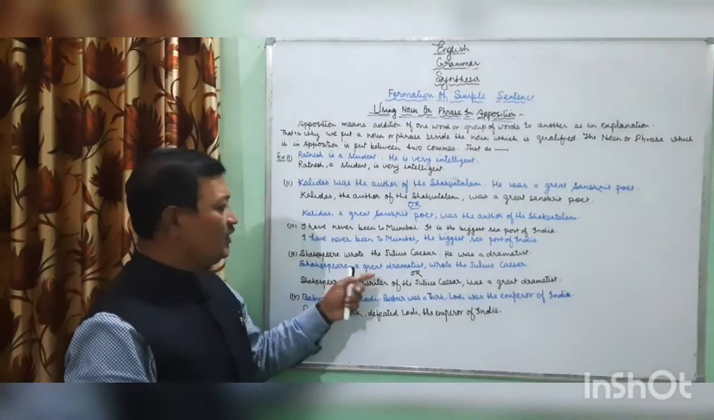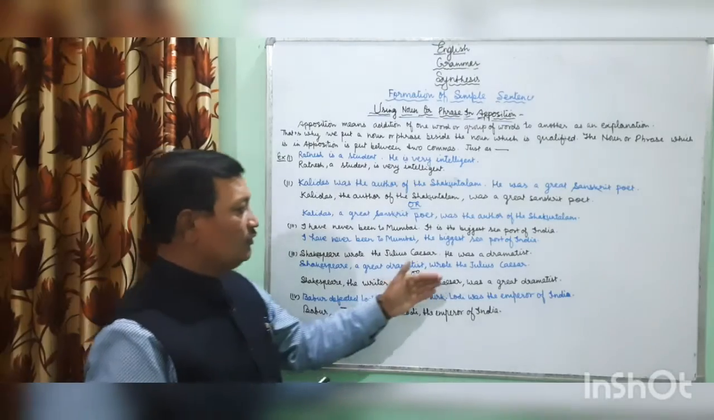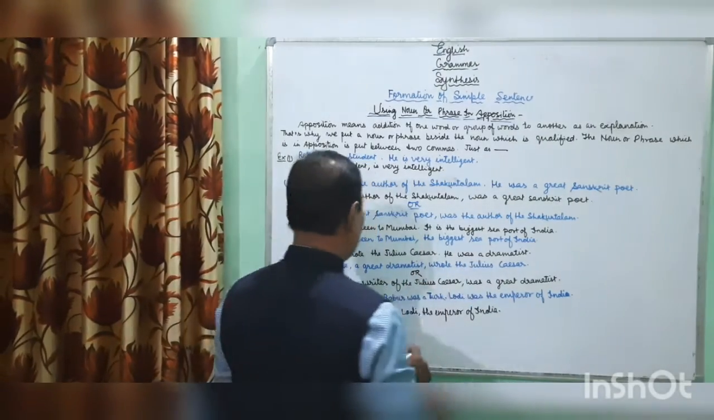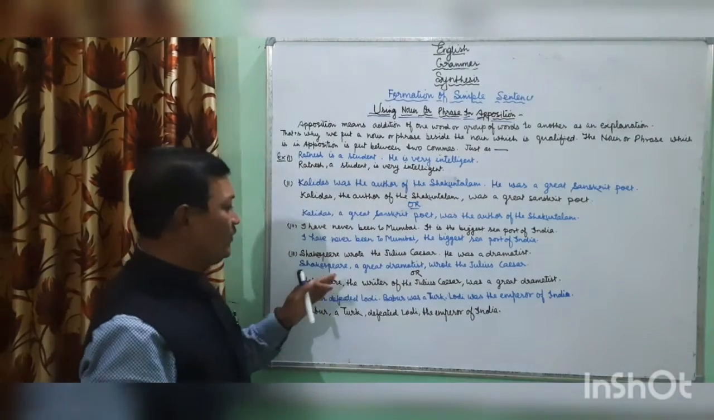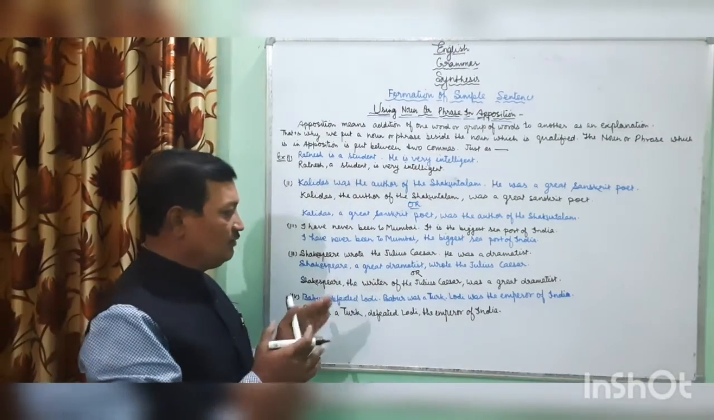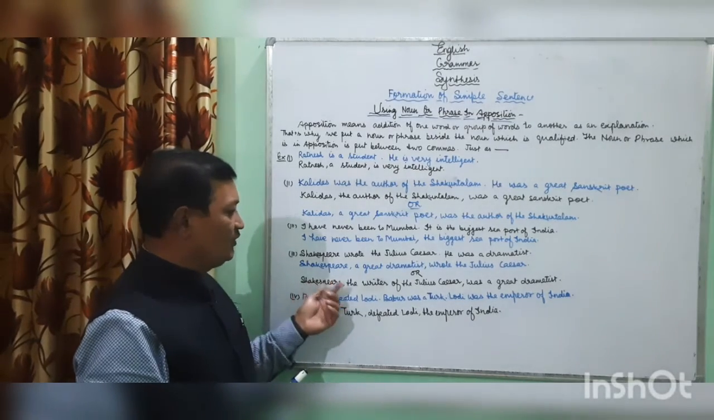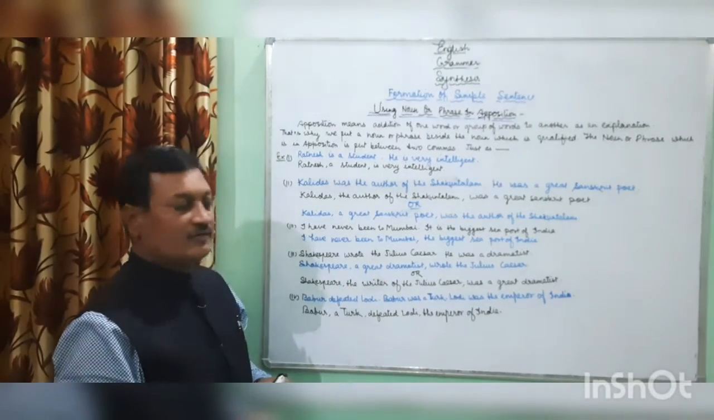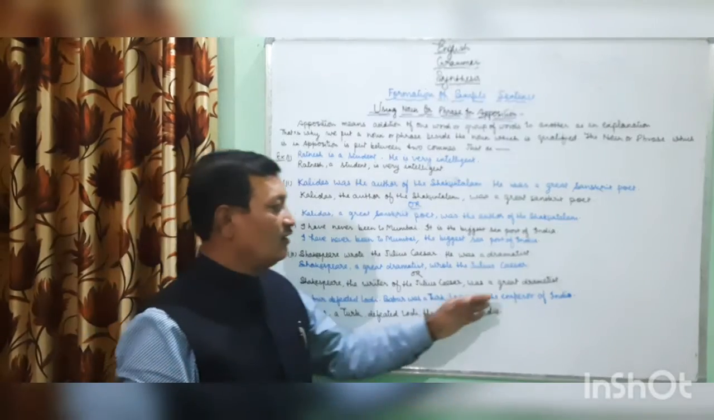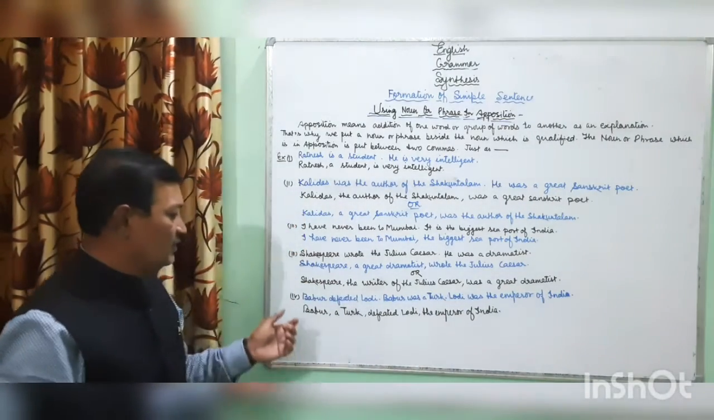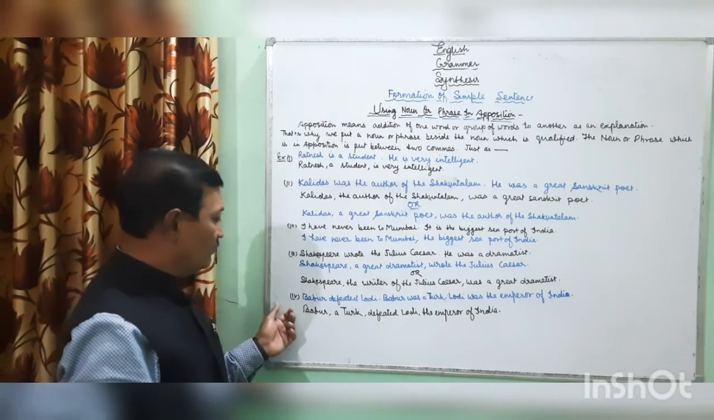Shakespeare, a great dramatist, wrote Julius Caesar. Okay, we can combine these two sentences in another way also. Shakespeare, the writer of Julius Caesar, was a great dramatist. Let's see another example, dear students.